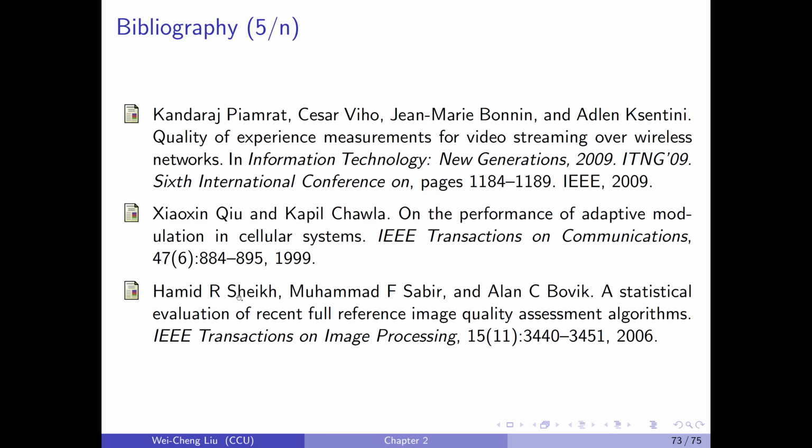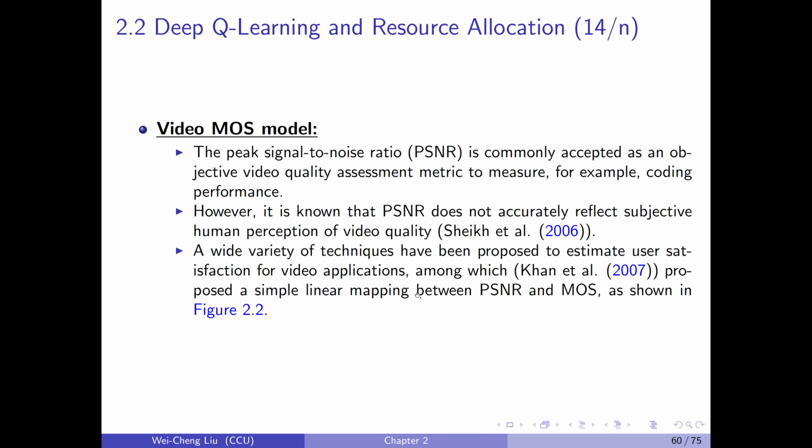Let us look at this reference. Sheikh, Sabir, and Bovik wrote a paper with the title A Statistical Evaluation of Recent Full Reference Image Quality Assessment Algorithms, which was published in IEEE Transactions on Image Processing in 2006. Let us go back to page 60.